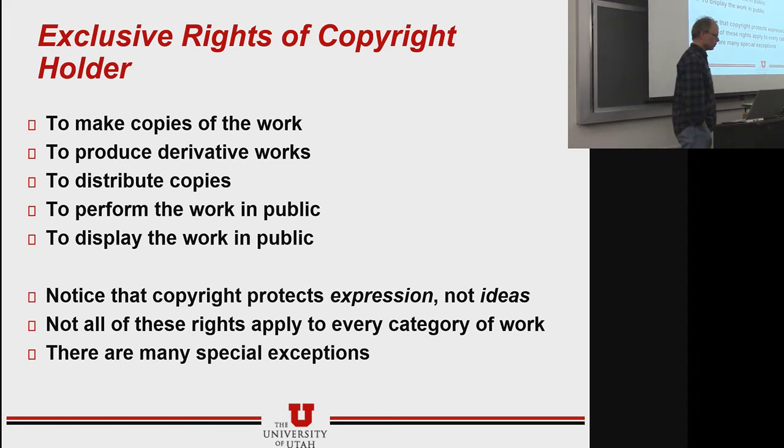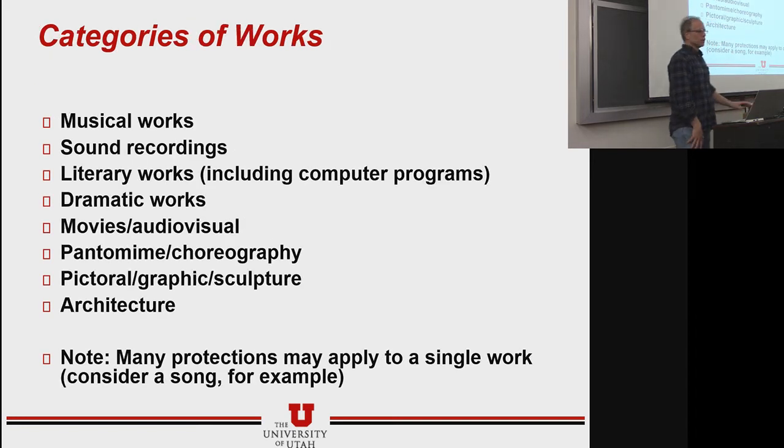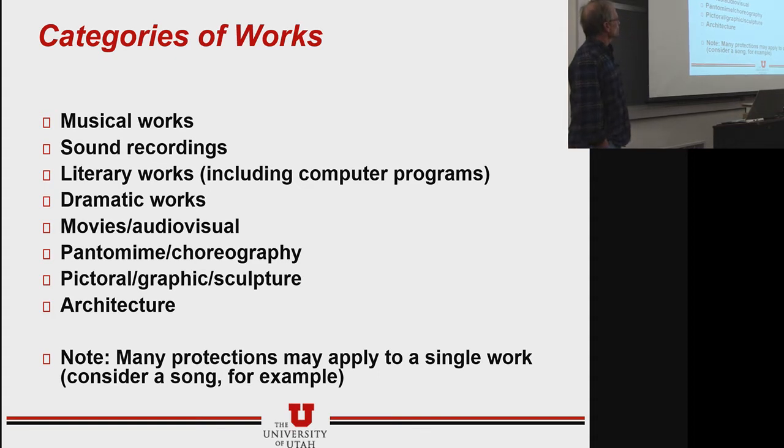And like anything else Congress does, there are lots of special exceptions for various categories of things, so it's hard to be exactly precise. Just talk in general terms, though. So these are categories of things that can be copyrighted: musical works, sound recordings, literary works. That's where your computer programs are considered literary works. Dramatic works, movies, pantomime and choreography, sculpture, architecture.